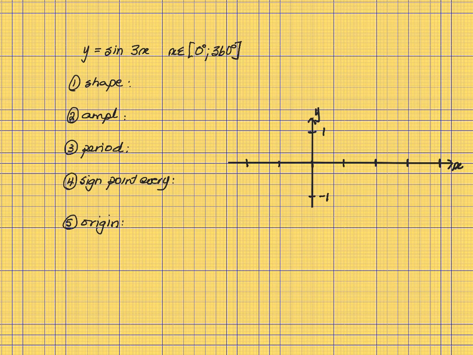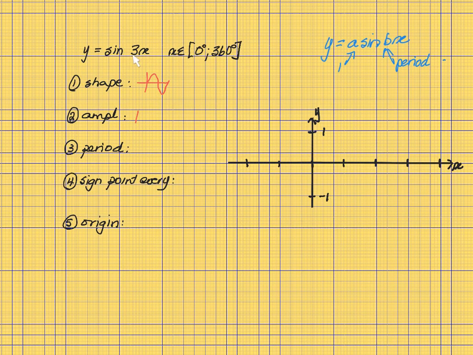With the 5-point plan, the shape is a sine function. The amplitude is 1 because the constant over here, a, is 1. The period has been changed. So in the general function y is equal to a sine bx, a is 1, so the amplitude is unchanged from y is equal to sine x, but we know that b affects the period.